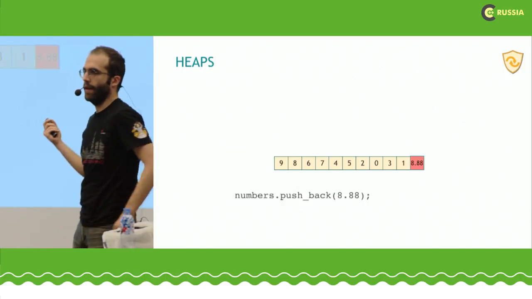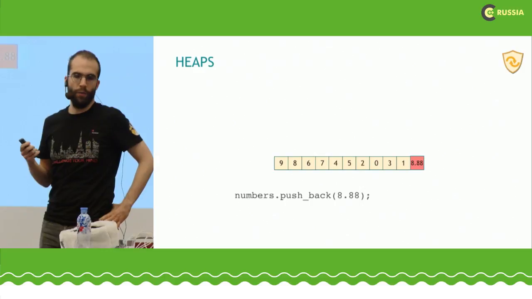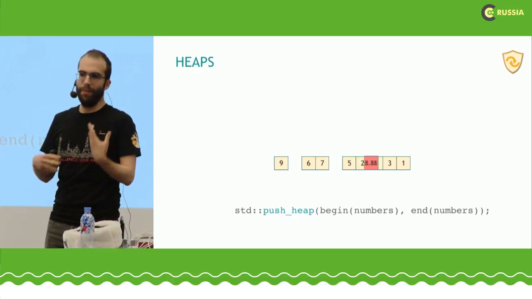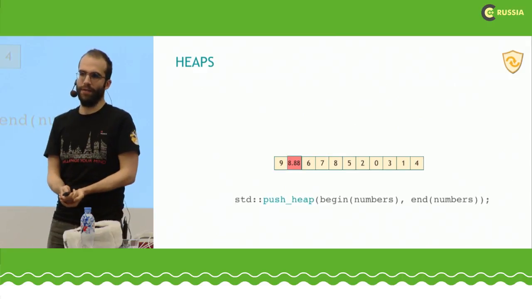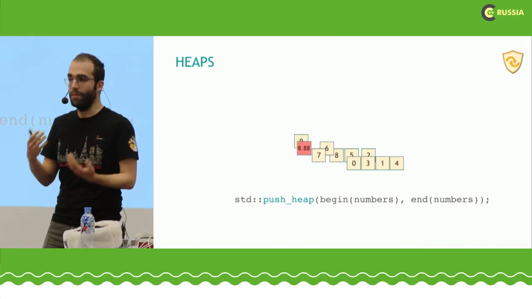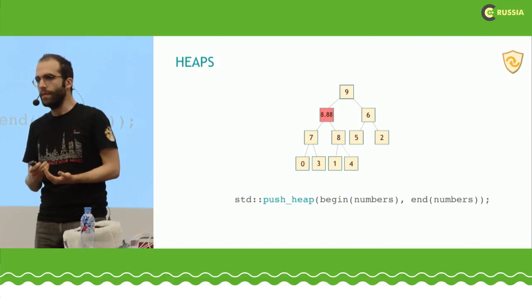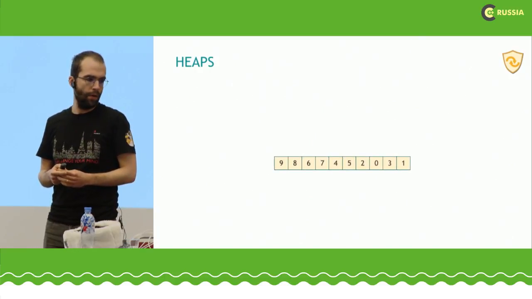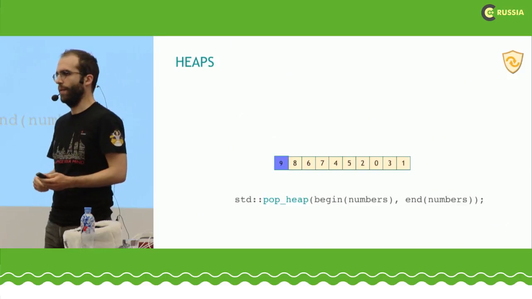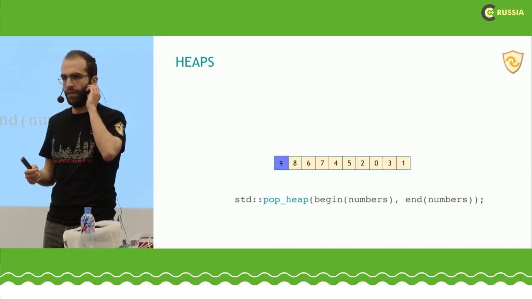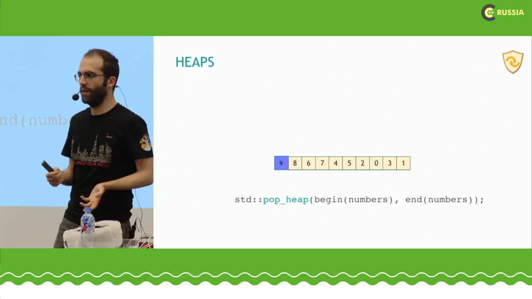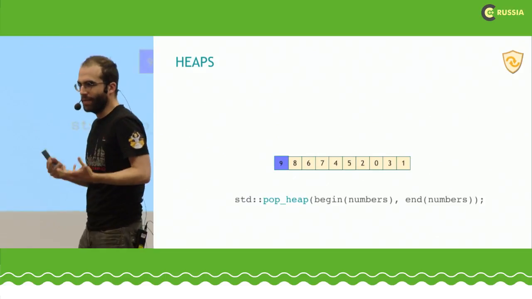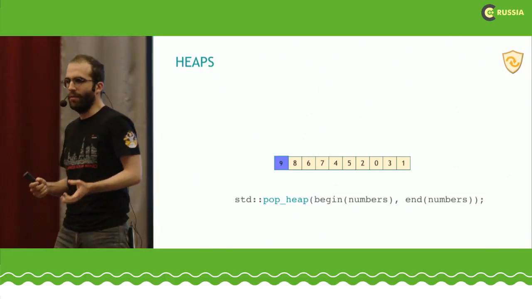Then we'd add the thing at the end, and then we use push heap, which is an algorithm on heap, to make it bubble its way up through the tree to its final position. Now, to remove something from the heap, we use something called pop heap. We can't remove just anything; there's only one thing we can remove from the heap, and that's the root.